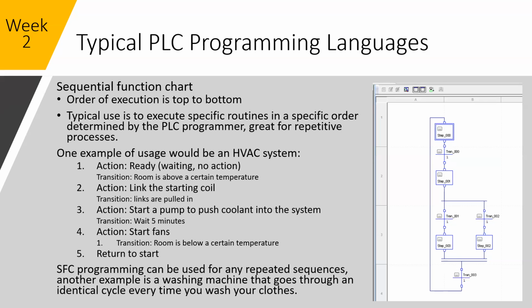So one of the things with SFC is, as you can see, these parallel trains could execute differently. Now, it all depends on what the transitions are. So let's say for this example, this is a temp, this would be your high temp. This was going to start your coil, and your transition down here could be your coil's pulled in, and this transition could be wait 5 minutes, or it could be a coolant pressure.